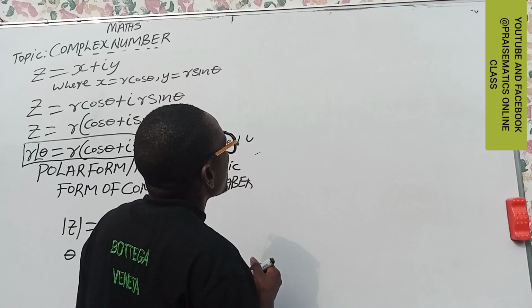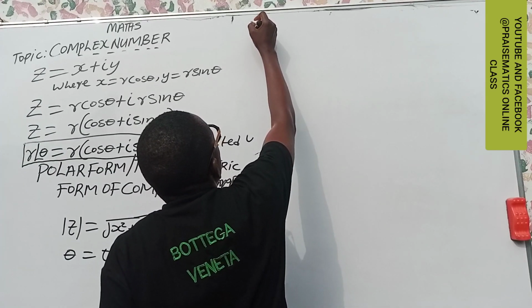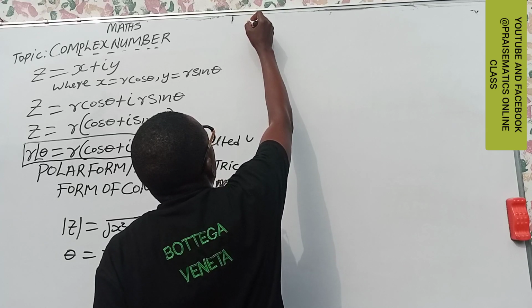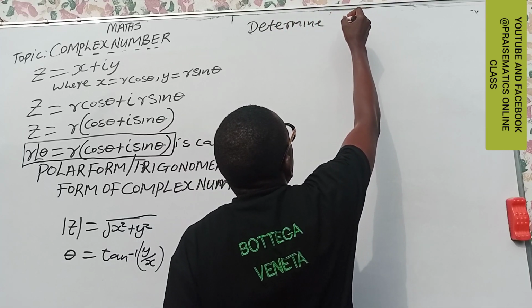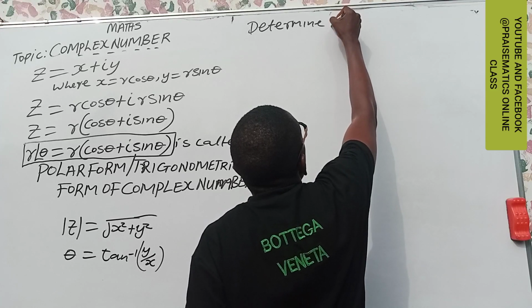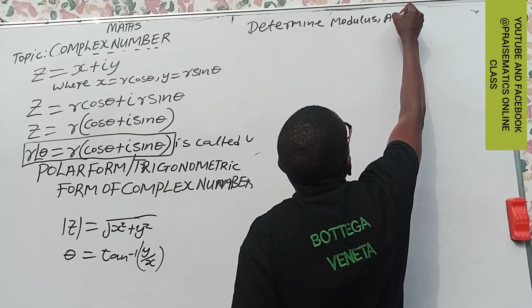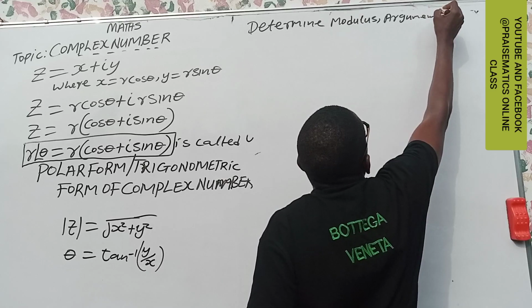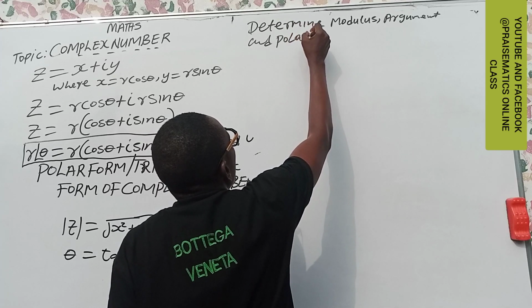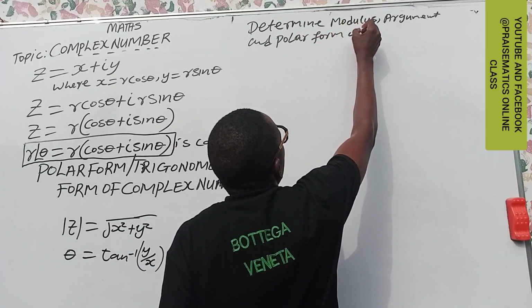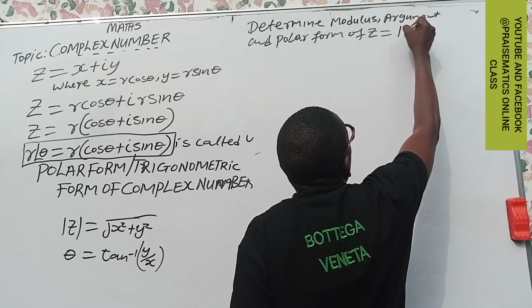Now let's determine the modulus, argument, and polar form of z equals 1 plus i.